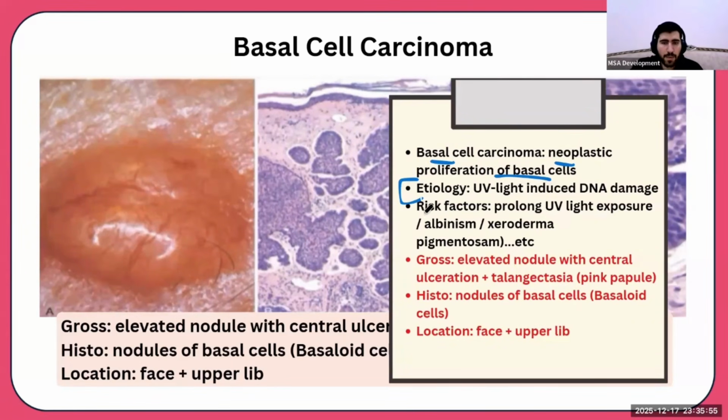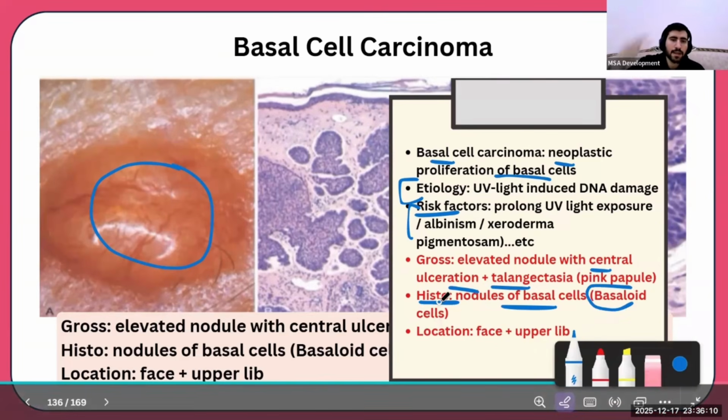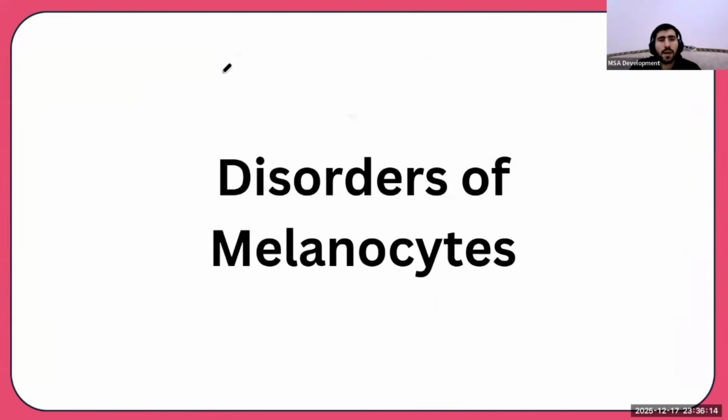Etiology, same as squamous cell carcinoma. Risk factors are the same as squamous cell carcinoma, UV light stuff. And grossly, it's an elevated nodule with central ulceration and telangiectasia, which is blood vessels appearing on it. Histology, nodule of basal cells or basaloid cells. Location is the downward cells, so it affects the upper lip. We finished the epithelial cell tumors.